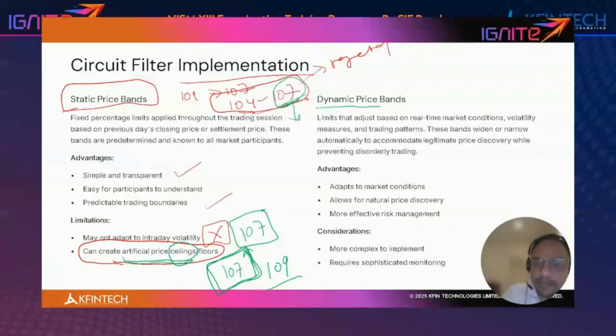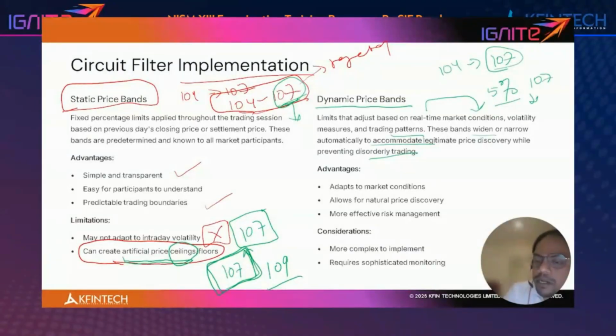Then there is the dynamic price band. So this was static, 104 to 107. Dynamic bands adjust based on real-time market conditions and trading patterns. These bands widen or narrow automatically to accommodate legitimate price discovery. Now what happens? Suppose again, same example, 104 to 107. At 107, the exchange says that okay, 5% above 107 with some limitations and the volatility index not going below 5%. These are some of the limits.